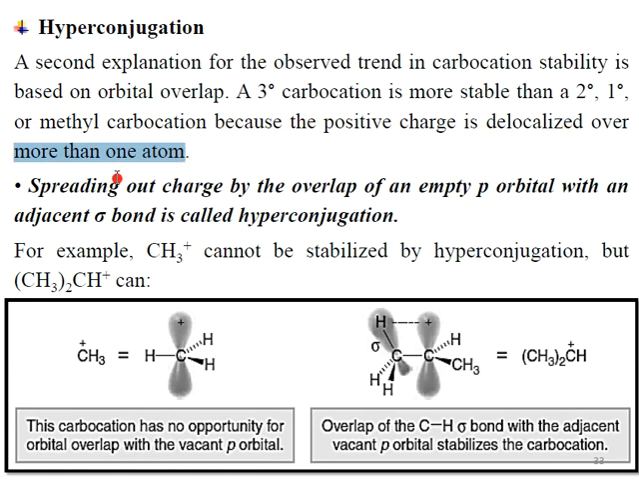Separating out charge by overlap of an empty p orbital with an adjacent sigma bond is called hyperconjugation. Hyperconjugation means we have overlap between the neighboring carbon and the carbon, the overlap of the p orbitals.